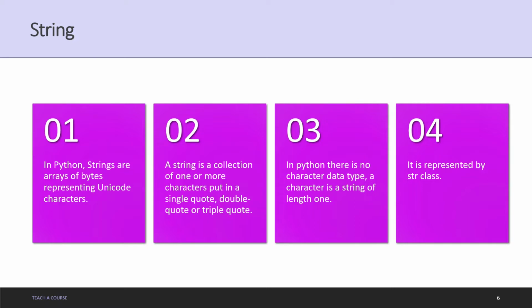Thirdly, in Python, there is no char data type. A character is a string of length 1. What is a character in Python? A character is a string of length 1. Finally, a string is represented by the str class.